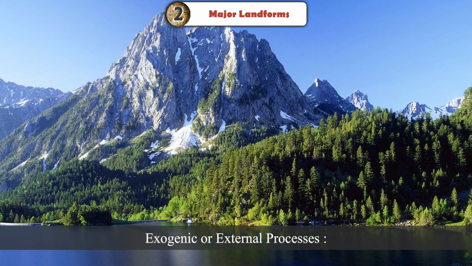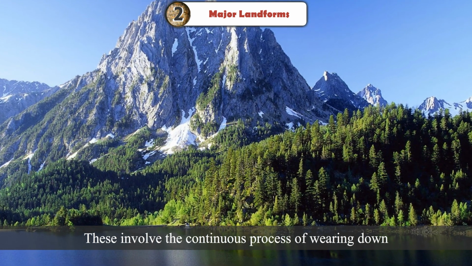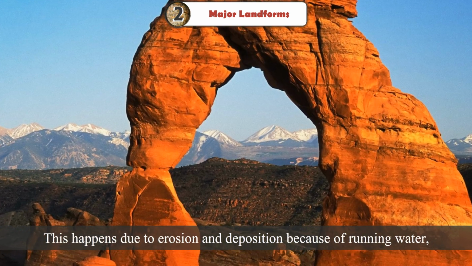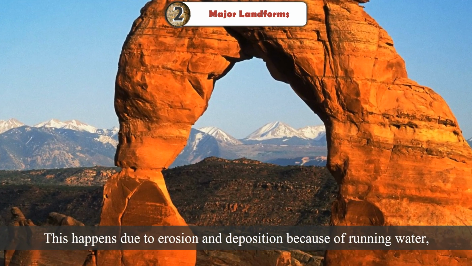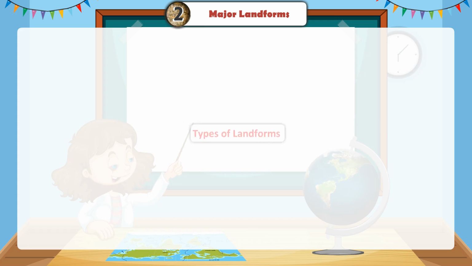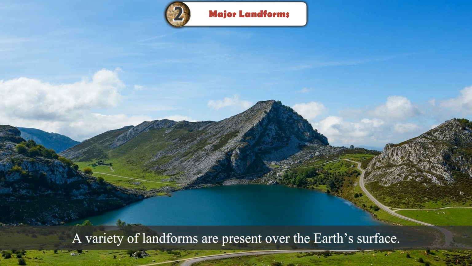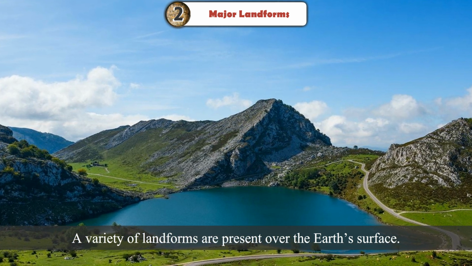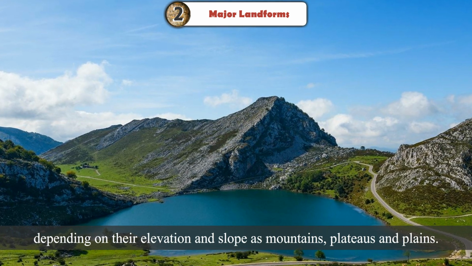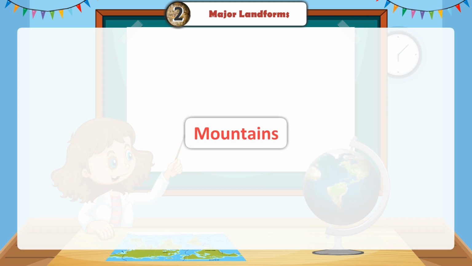Exogenic or external processes. These involve the continuous process of wearing down and rebuilding of the surface of the Earth. This happens due to erosion and deposition because of running water, glaciers, heat and wind. Types of landforms. A variety of landforms are present over the Earth's surface. Broadly, we can group these landforms depending on their elevation and slope as mountains, plateaus, and plains.